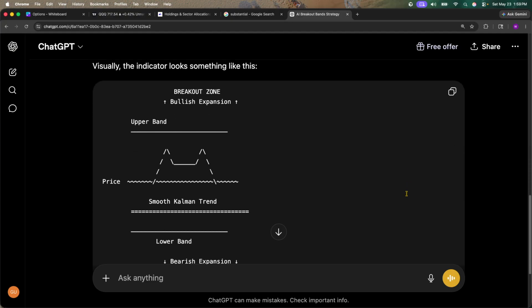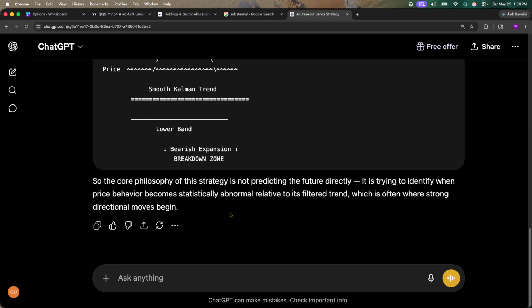So this is how it looks, right? So breakout zone, we have the upper band, we have the lower band. This is the smoothed out line, right? Whenever we see it breaking up, we have a bullish. Whenever we see it breaking down, we have a bearish.